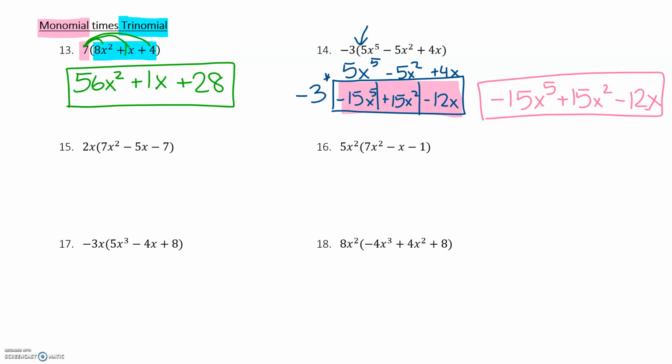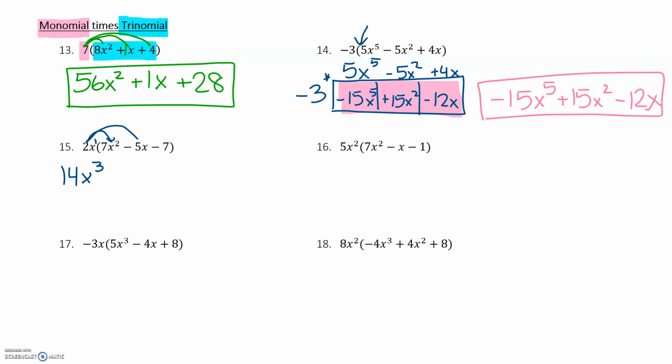Okay, so let's look at 15. We are going to distribute this 2x to all pieces inside the parentheses. So the first piece we're going to multiply is 2 times 7, which is 14. And then the x times the x squared. So remember, this x has a 1 on it, even though we don't see it. So that means we now actually have x to the 3rd.